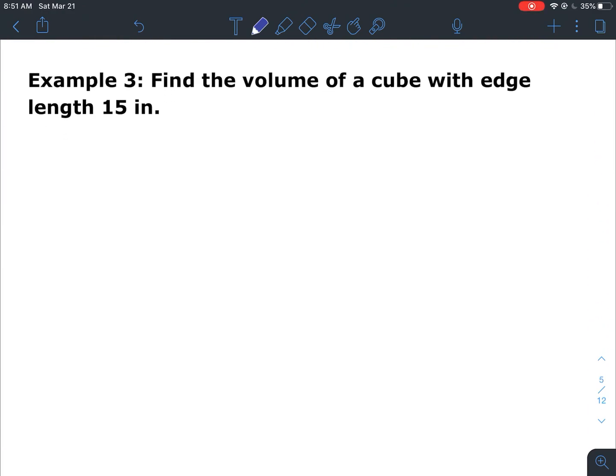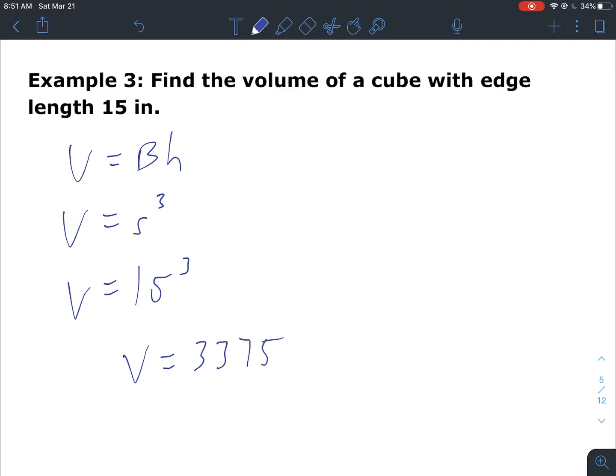Next one's a cube. So again, same formula, B times H. But in this case, it's also S cubed. So 15 times 15 times 15, or 15 cubed. And we get our answer of 3,375 cubic inches.